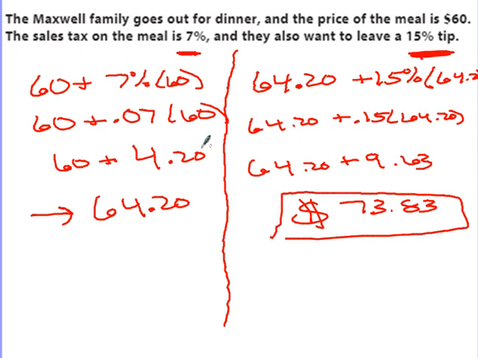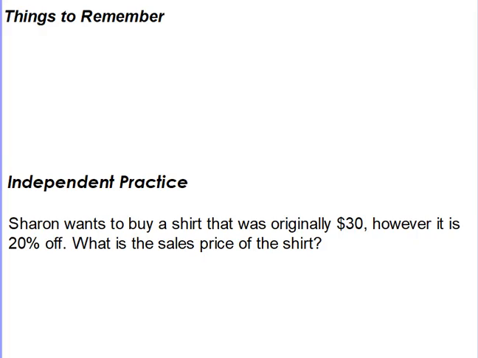So sometimes you just have to apply it twice. Or you might have to apply a markdown. Maybe it was a $60 meal, but it was on sale for 20%. You had a coupon for 20% off, and then you had to leave a 15% tip. So sometimes there's a two-step process to figure out the final cost. That's all I got. Okay, that's it.